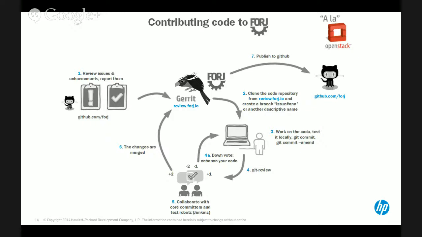Contributing to Forj, there is more documentation on the Forj website. But what we do is that we use the OpenStack development process. So all of the issues are reported on GitHub. Then, let's say that you want to fix a defect on Forj, then you will submit the patch on our review infrastructure, very similar to the OpenStack one. We'll talk about it. Actually, you can talk about it before on IRC.